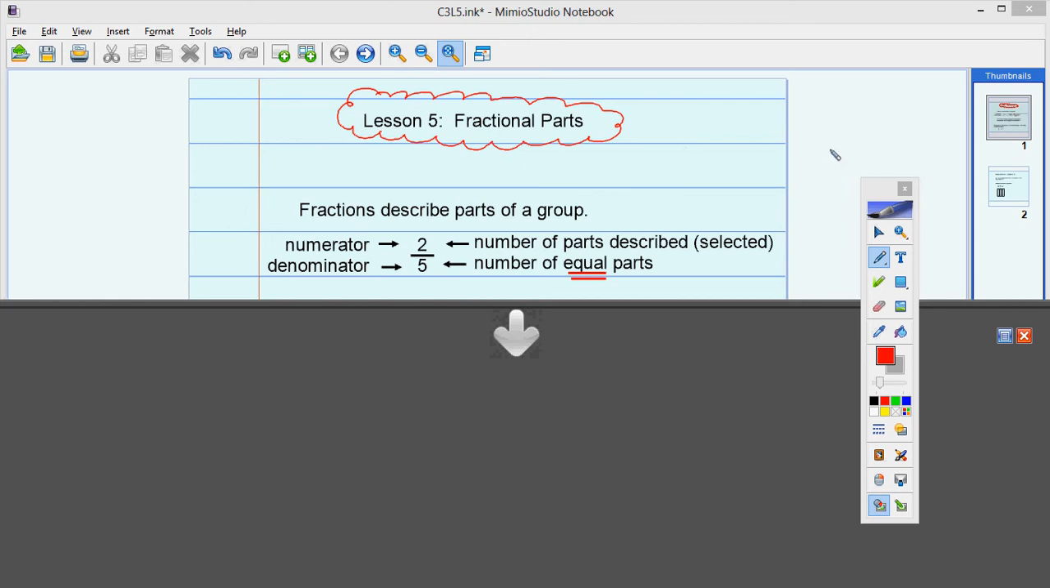Hi class, this is course 3, lesson 5, fractional parts. Please make sure you have a title at the top of your page and we'll begin. This should be review for most of you.